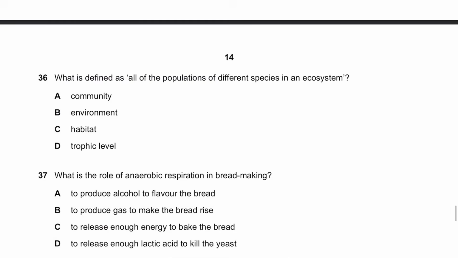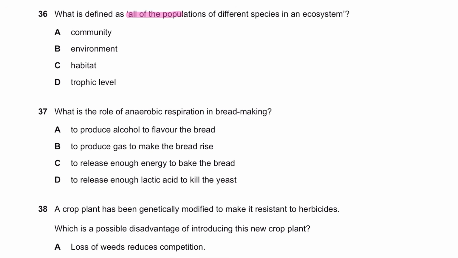Question 36. What is defined as all of the populations of different species in an ecosystem? This is called a community. This is why you still need to memorize the definitions for paper 2 exams. I can give questions like this.